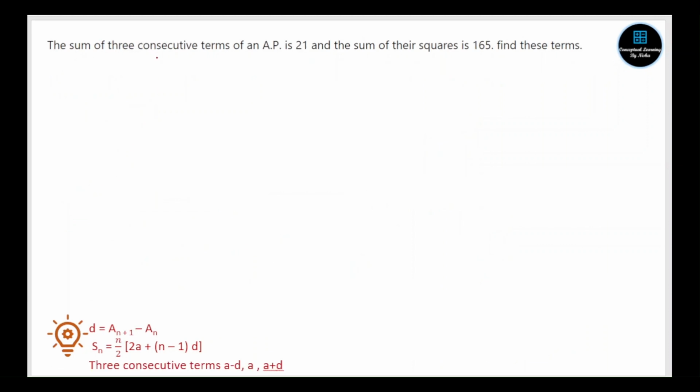Now, the sum of 3 consecutive terms of an AP is 21 and the sum of their squares is 165, and we have to find these terms. Whenever you see 3 consecutive terms or 5 consecutive terms given, you have to take these terms as, let the terms be a minus d, then a and a plus d. See why I have taken it this way: if I add them, I directly get the value of a. So that's super easy to solve then.